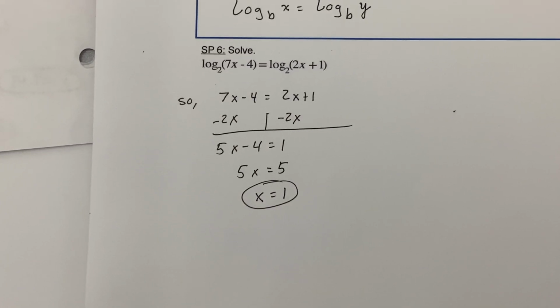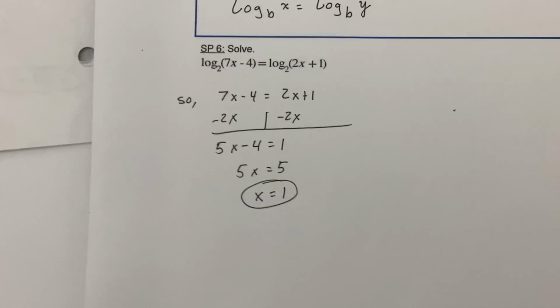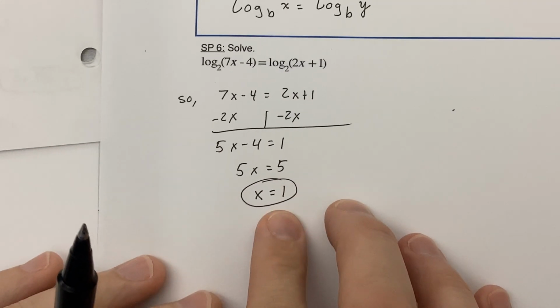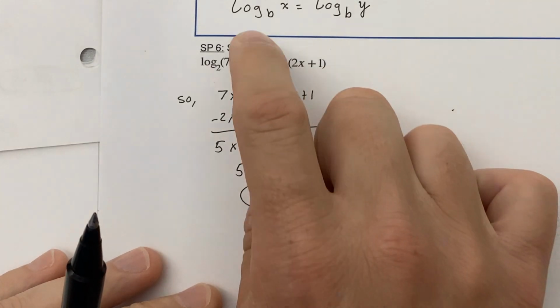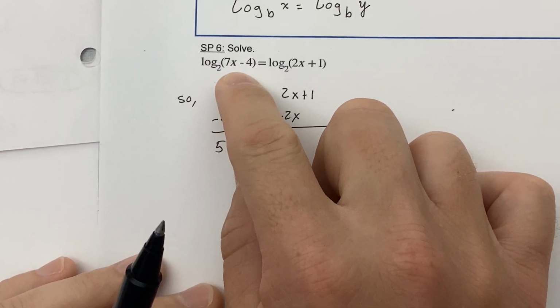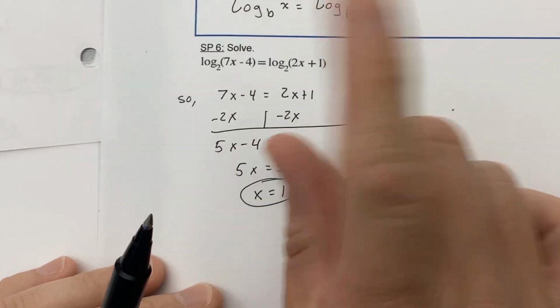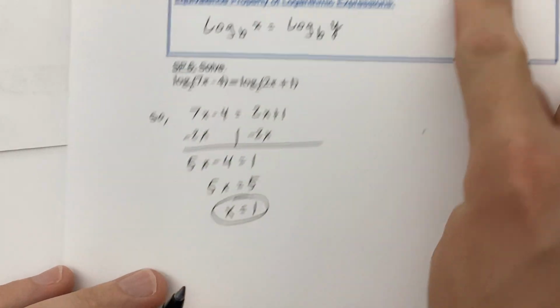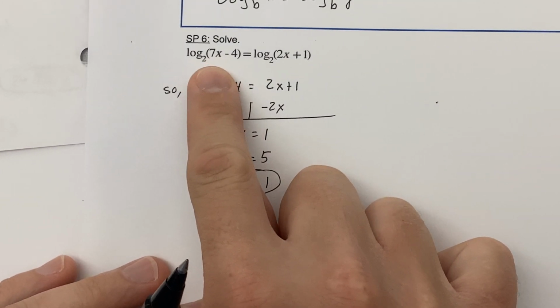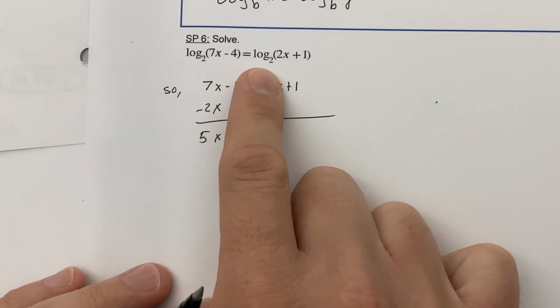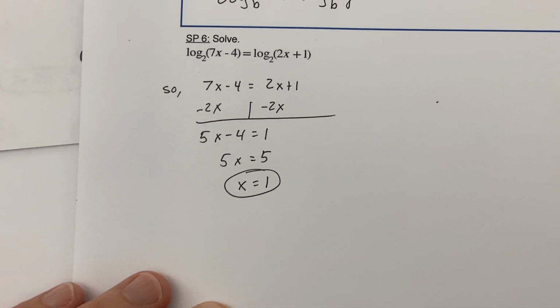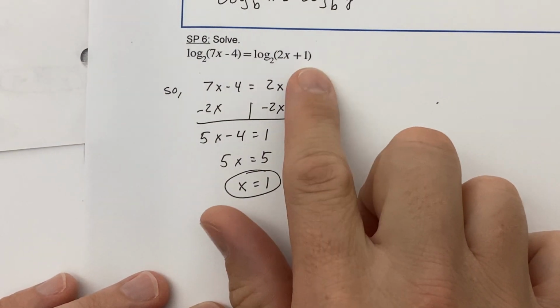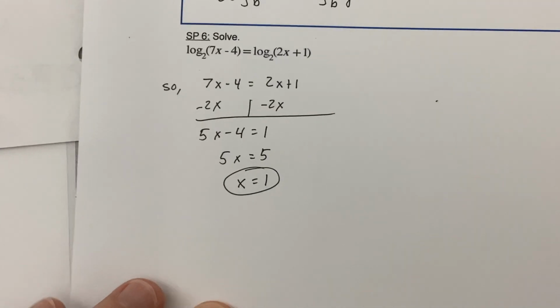Now, it's good practice. We're okay, but it is good practice once you get your variable, if your variable's in the argument, we really should go back and check this just to make sure we don't get that negative argument like we did up here with the natural log of -2. But if I plug 1 in, 7 times 1 is 7, 7 minus 4 is 3. That's positive, we're good. 2 times 1 plus 1, 3, we're good there.